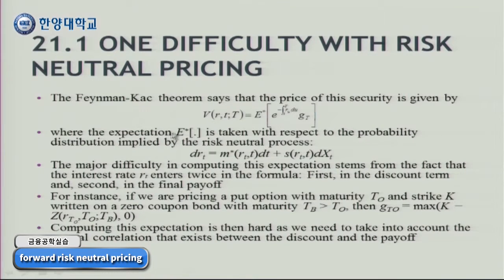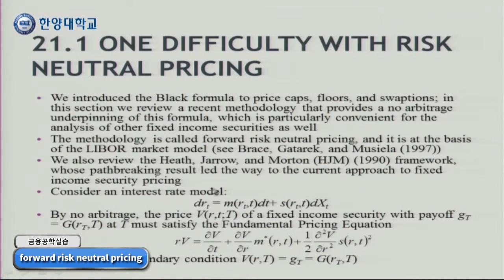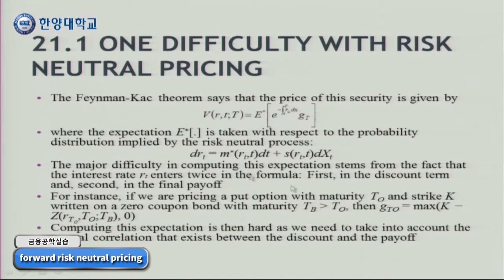That is the only problem. Here the expectation E star, we have E star because we want to note that we are in the risk neutral world, is taken with respect to the probability distribution implied by the risk neutral process. So we have to think about M star. In the risk neutral world, the interest rate should follow a different process. So we have to distinguish this one. This is the interest rate process in the real world, and this is the interest rate process in the hypothetical risk neutral world.